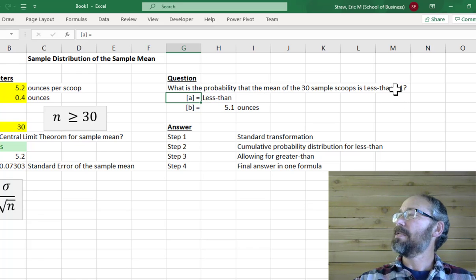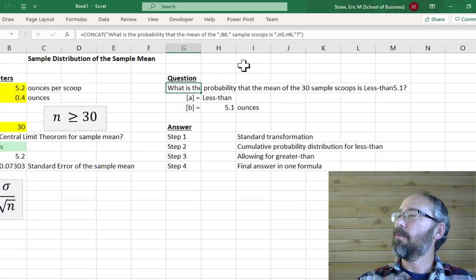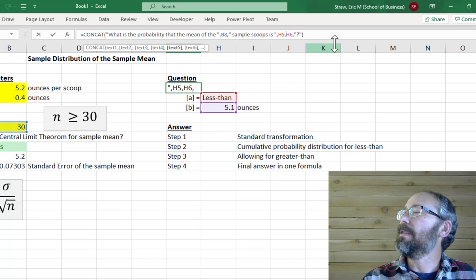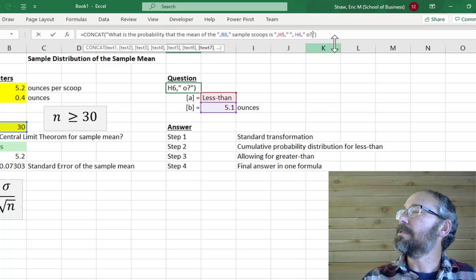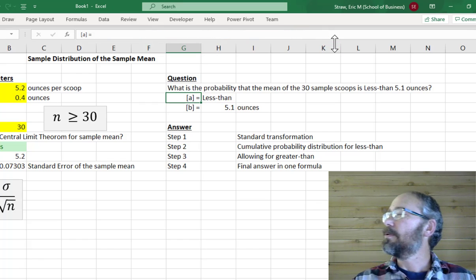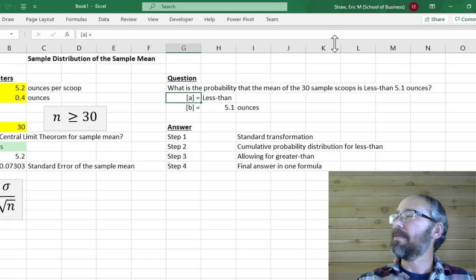And notice this, I don't have my spaces here, so we can go up and correct this. So I need to put a space in between these. And I need to insert the word ounces. So does that read correctly? What is the probability that the mean of the 30 sample scoops is less than 5.1 ounces?